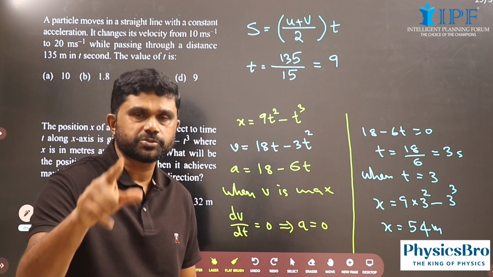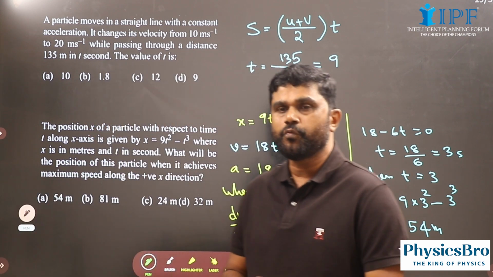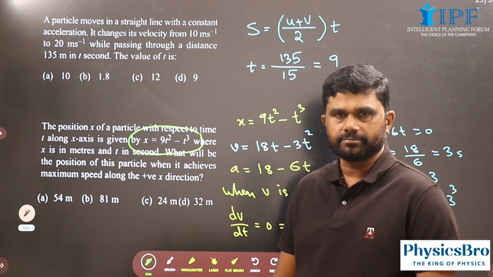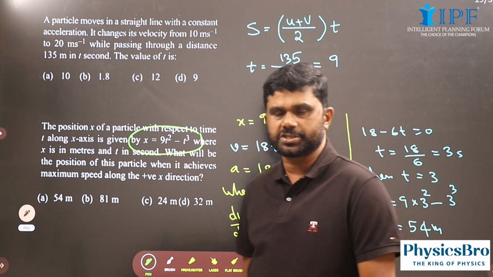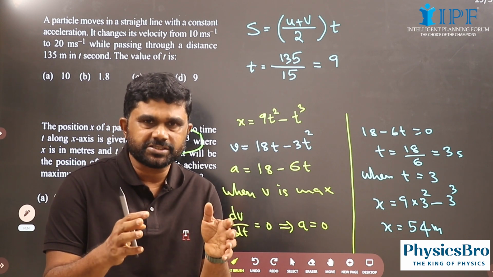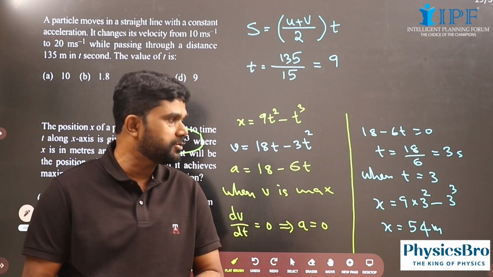We have to find the position when time equal to 3 seconds. At any time, if you want to find the position, you have to replace t with that time in this expression for the position. We have to find the position when velocity is maximum, and velocity is maximum when t equal to 3 seconds. So we have to find the position when t equal to 3 seconds.